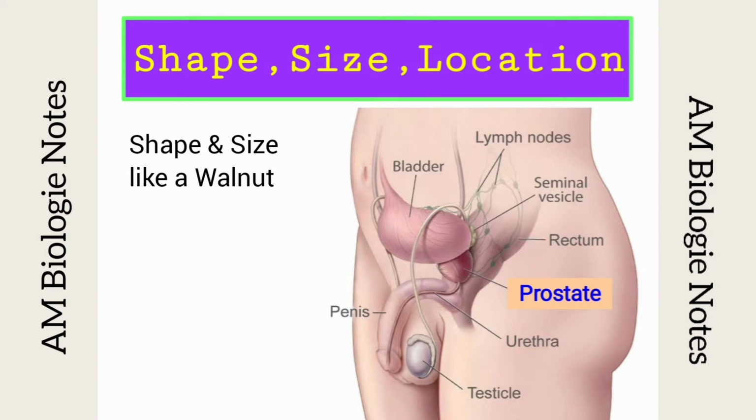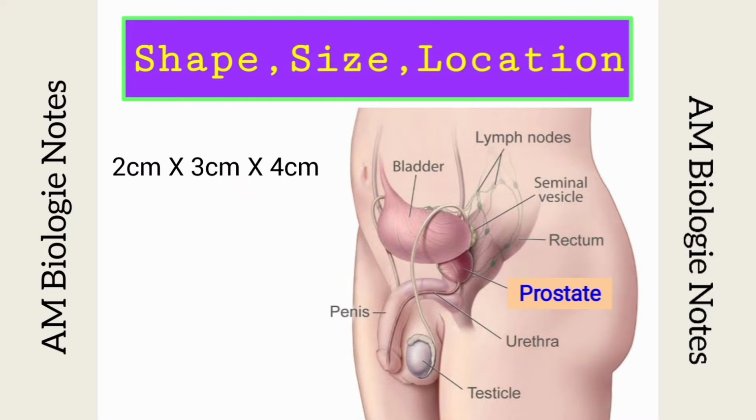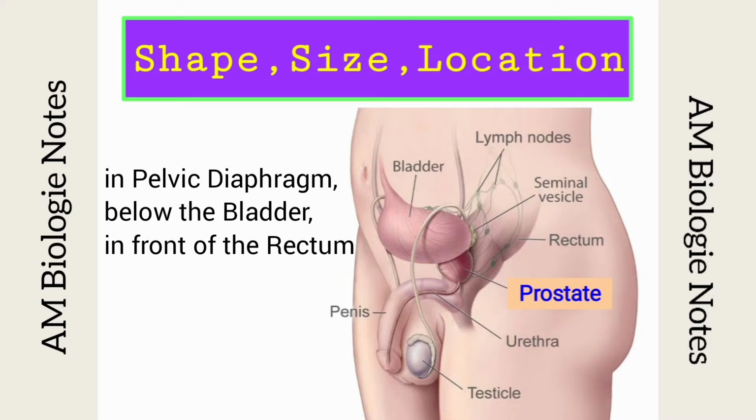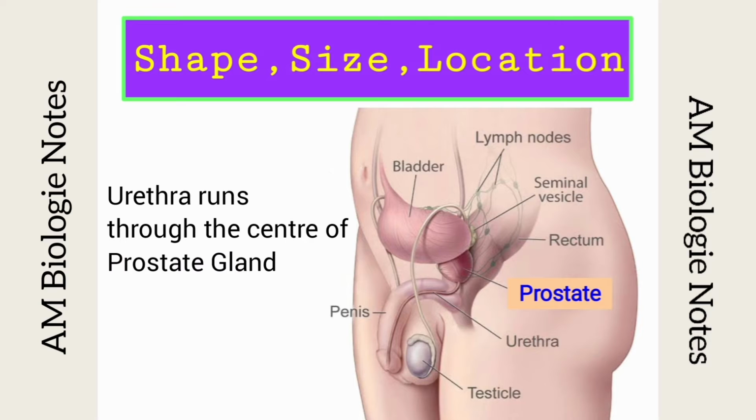The shape and size of the normal adult gland is like a walnut. It measures approximately 2 cm by 3 cm by 4 cm in size and weighs about 20 gram. It is located in the pelvic diaphragm, below the bladder, just in front of the rectum. The urethra runs through the center of the prostate gland.